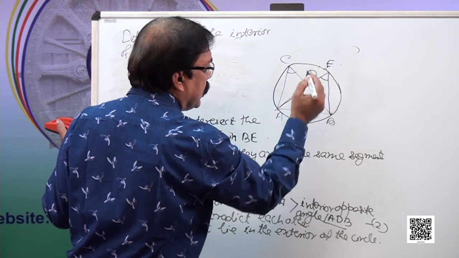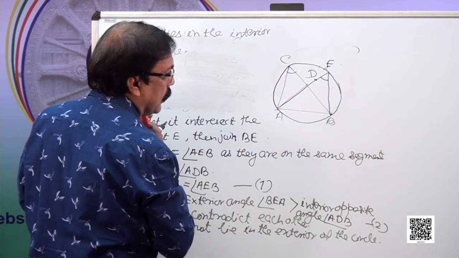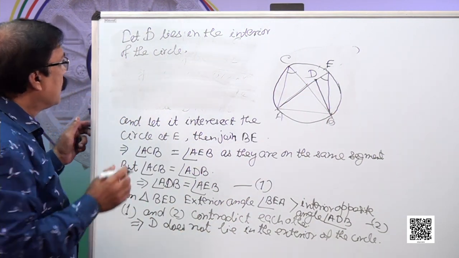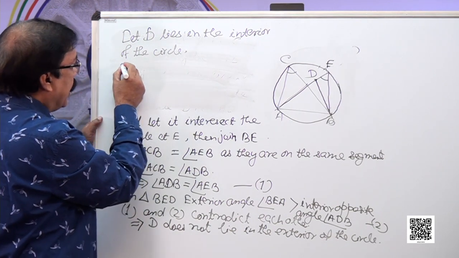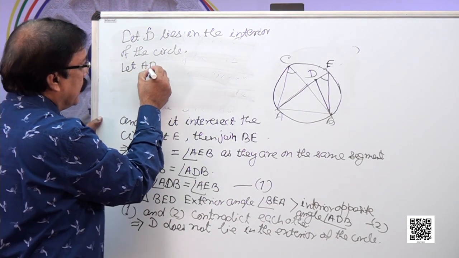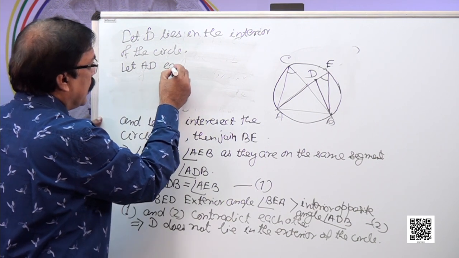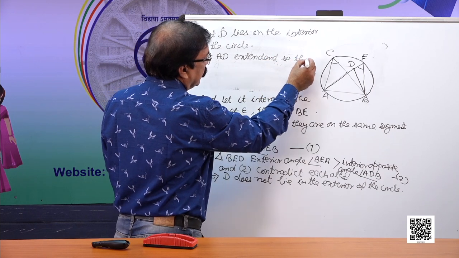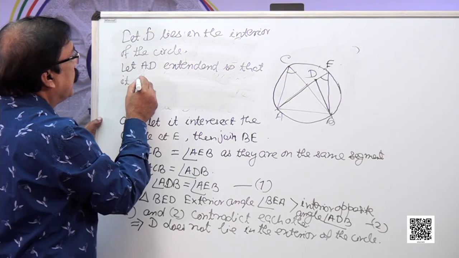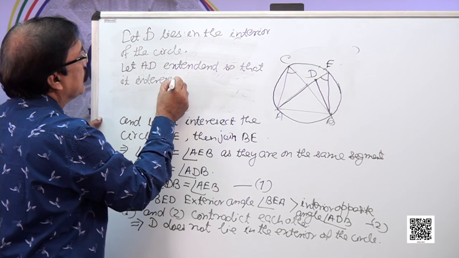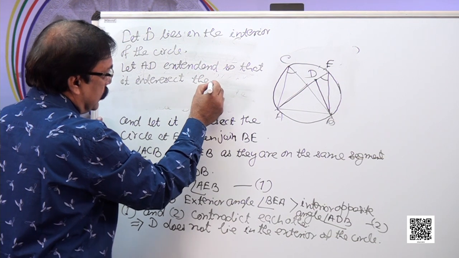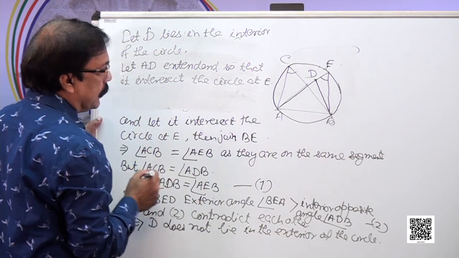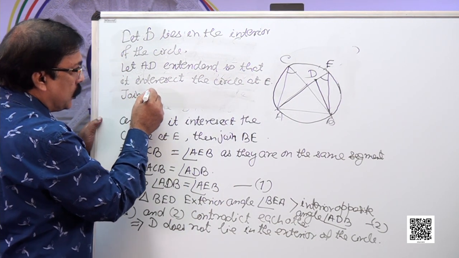Say this is D and this is the case. So, let AD be extended so that it intersects the circle at E, then join BE.